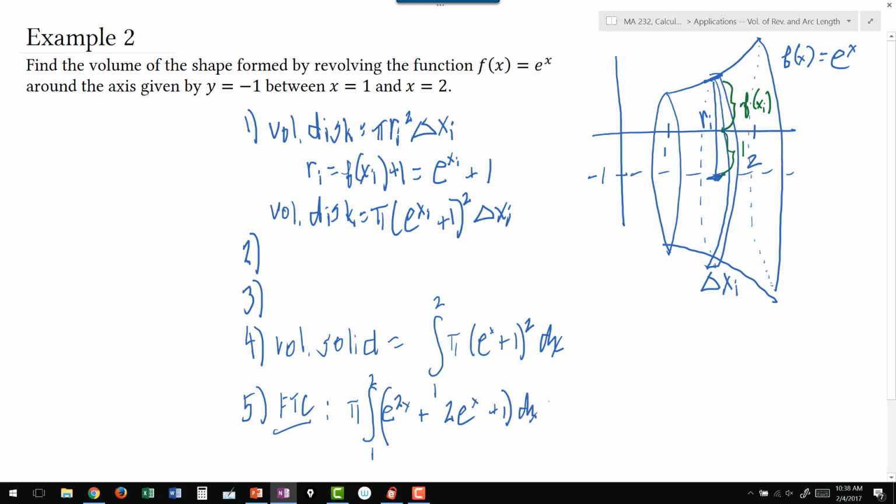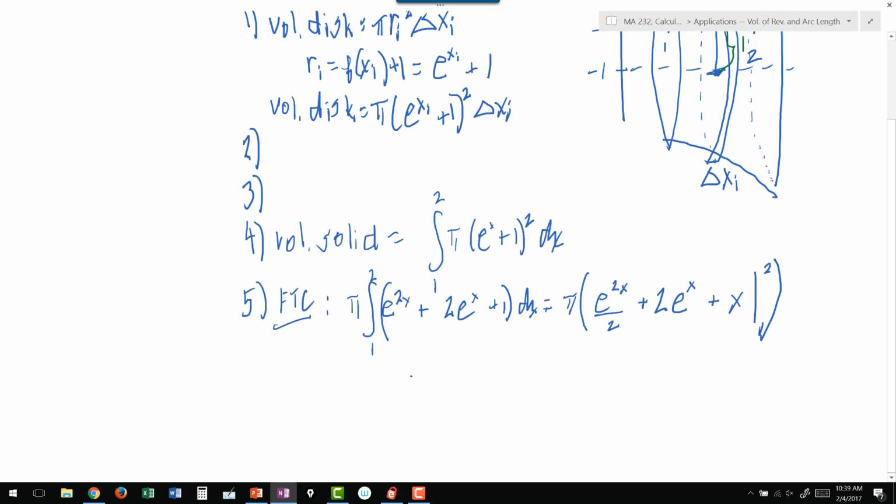Now each of those pieces is one that we can handle individually. So we still have the pi, and now an antiderivative for e to the 2x. Keeping in mind the chain rule would be at work, we have e to the 2x over 2. And then the antiderivative for 2e to the x, leave the constant alone. The antiderivative for e to the x is just itself. And finally the antiderivative for 1 is x. We evaluate all of this between 1 and 2. And all that's left is a little bit of computation.